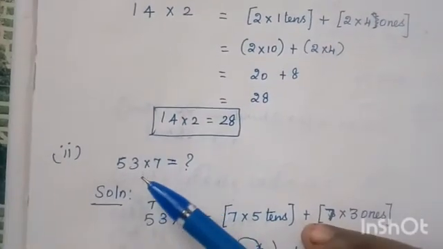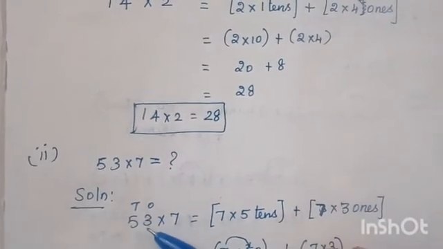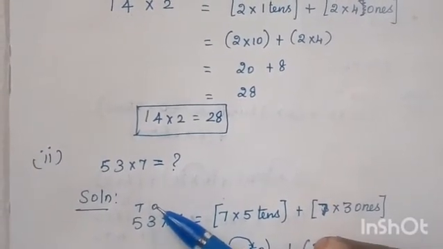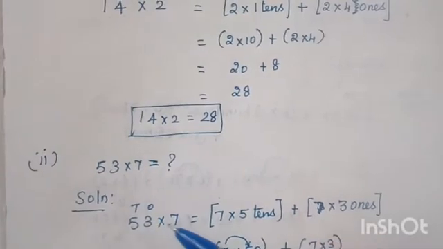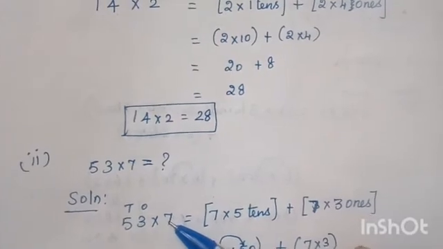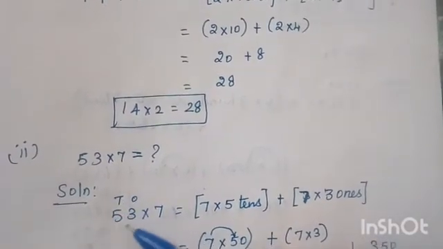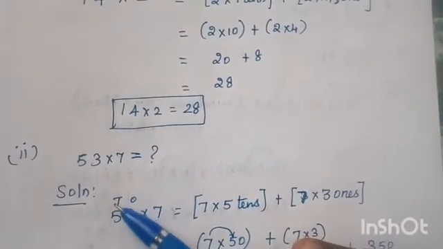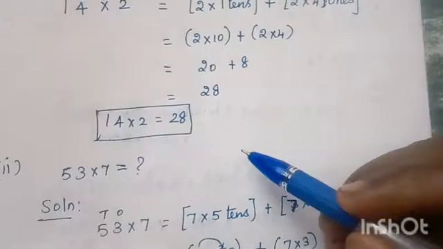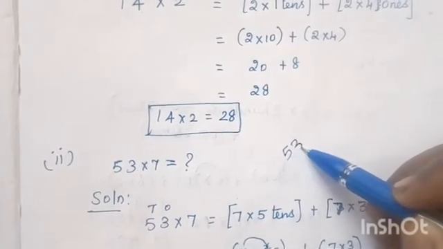The second example, 53 into 7. Now write that number. It is the solution. 53 into 7. First you denote the place values, that is ones, tens. Now this 7 is multiplied with 5 tens plus 7 multiplied with 3 ones. When we write the expanded form, between the digits we have to use an addition symbol. For expanded form, in first and second standard you learned about it. Just recall, 53 is there.